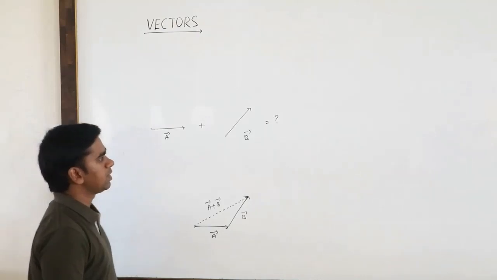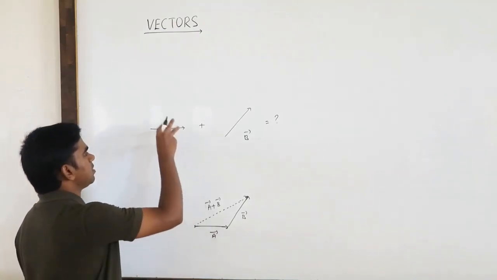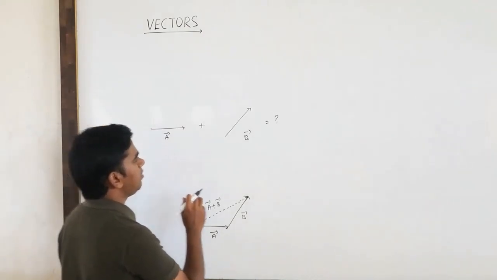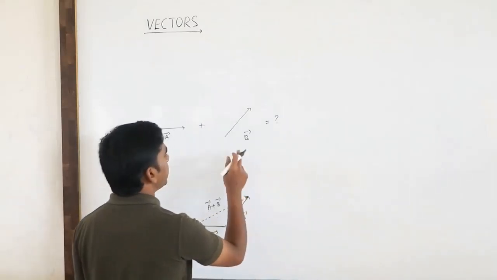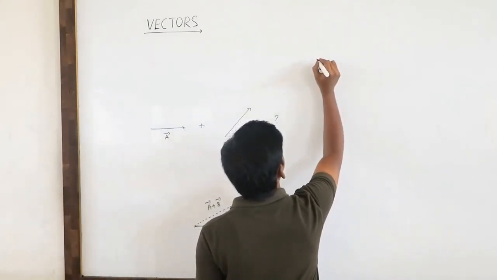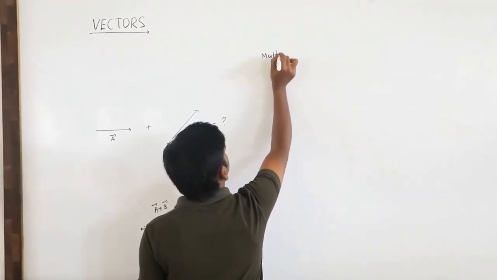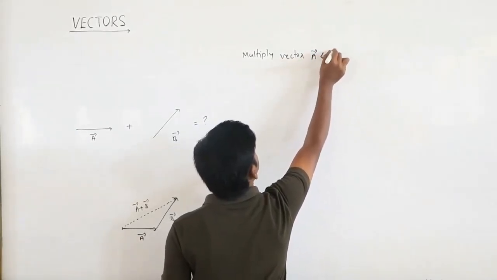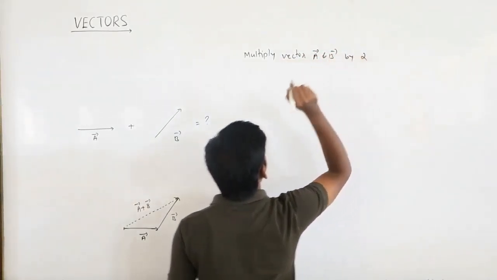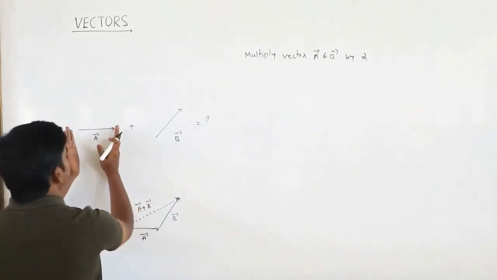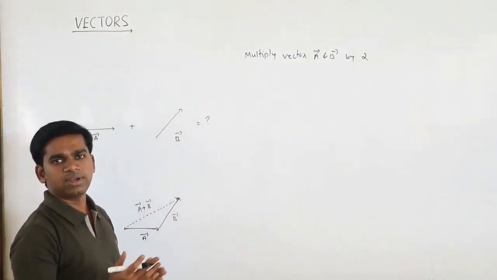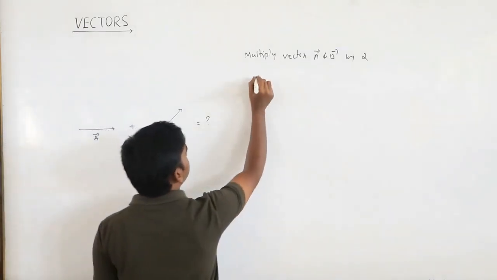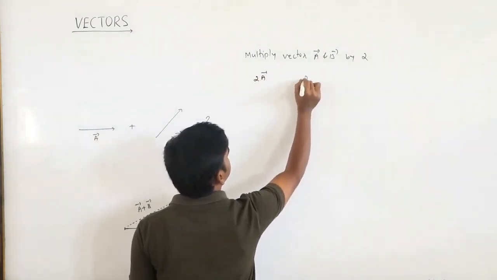Now what will I do? I will multiply some scalar quantity, or some number, to this A and B. I will multiply A and B by 2. If I multiply A and B by 2, what will happen? 2 is a number, a scalar quantity, so simply you can use your normal algebra. So A will become 2A and B will become 2B.